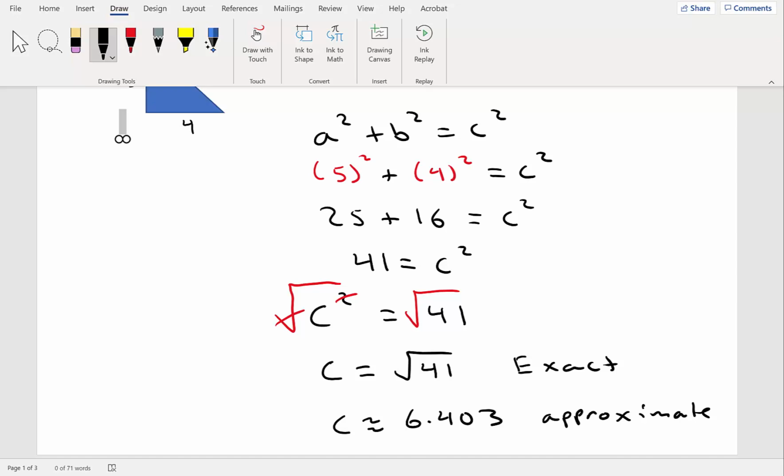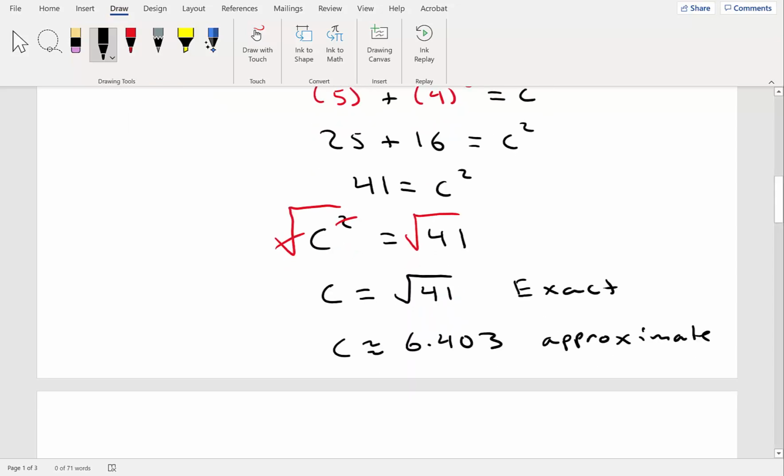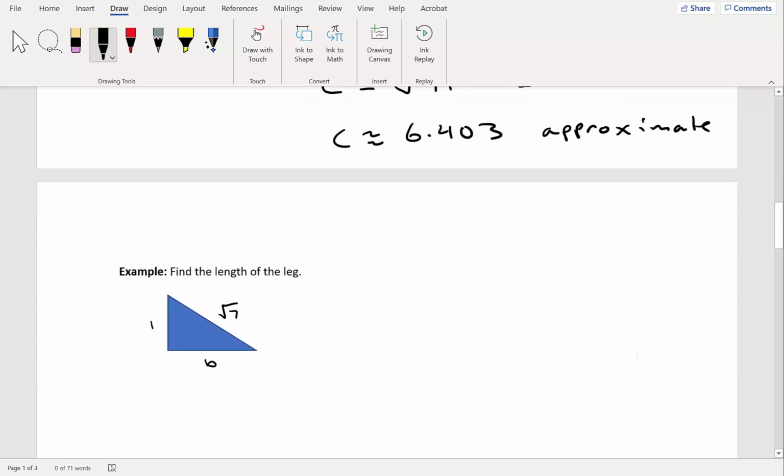With the homework, if it asks you for the exact answer, we just put in the square root of 41. If it asks you for the approximation, you plug it into your calculator and get the approximation. The reason why this is an approximate answer is because we rounded it. This decimal actually keeps on going forever, but we can't write out all those decimal places, so we approximate it to 6.403. Let's take a look at another problem.